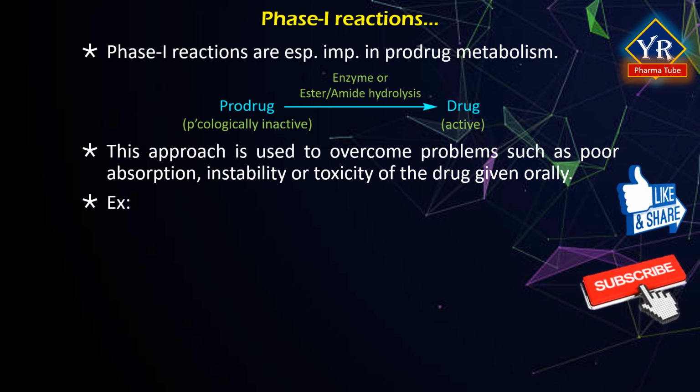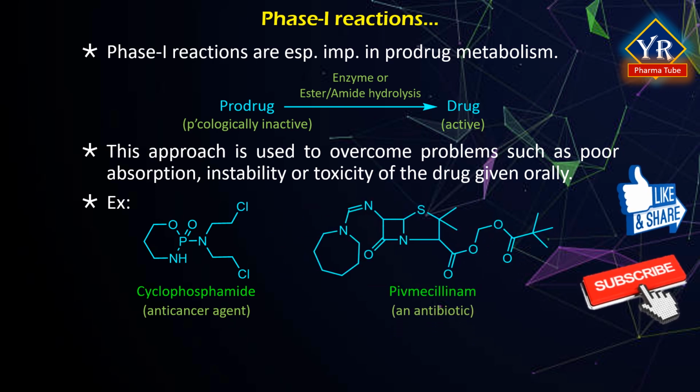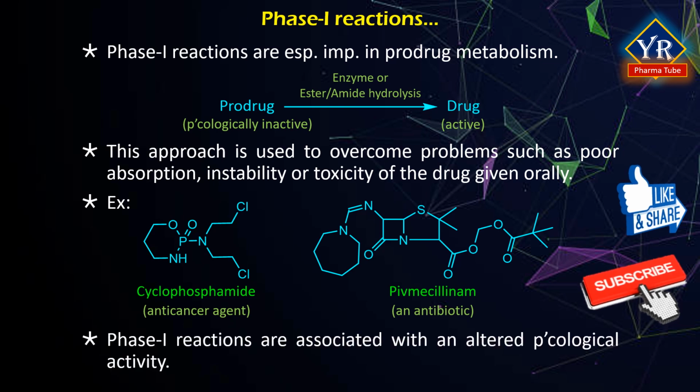Examples include anti-cancer agents such as cyclophosphamide or antibiotics such as pivmecillinam. The prodrug approach can also be used for several other purposes with respect to patient compliance. We will learn more about prodrugs in future lecture videos. In rare instances, phase 1 metabolic reactions are associated with an altered pharmacological activity.